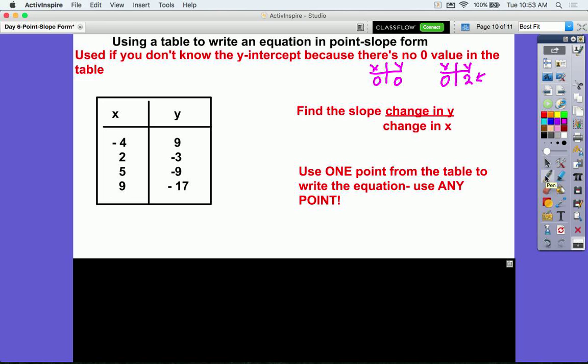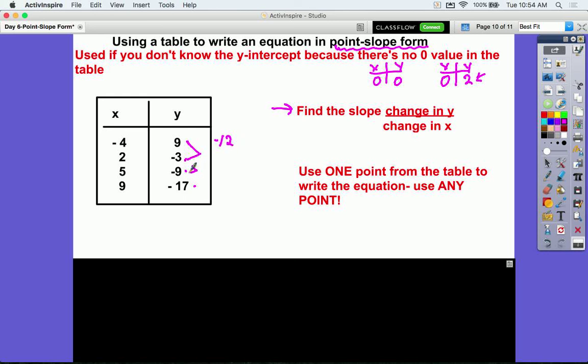Because I always think about this. If you know the point, and on this table I know 4 points, so if I know a point and I can find the slope, then we should have no trouble using a table to write the equation in point slope form. So what I'm going to do now is find the slope. I'm going to do my change in y over my change in x. A change from 9 down to negative 3 is negative 12.